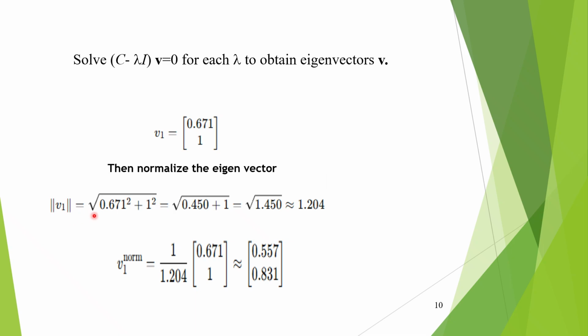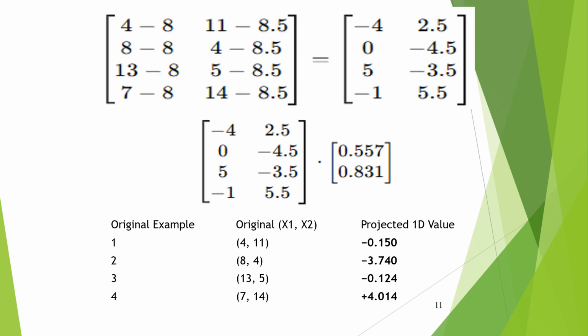So how to find the magnitude? Just the square root of 0.671 square plus 1 square. That will give us 1.204. So the normalized eigenvector is equal to the vector divided by its magnitude, so 1 by magnitude into vector, which is equal to 0.557 and 0.831. This is our normalized eigenvector. Now we'll multiply this normalized eigenvector with our centralized data to get the transformed data.